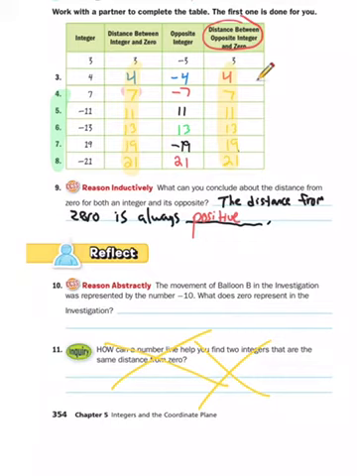Now number 10. This is one you're going to do on your own. It says the movement of balloon B in the investigation was represented by the number negative 10. What does the 0 represent in this situation? So I want you to write a sentence telling me what the 0 represents in this situation. Now you can always go back and look at the diagram on the previous page and see what you think the 0 represents. Pause the video, write your answer, go.